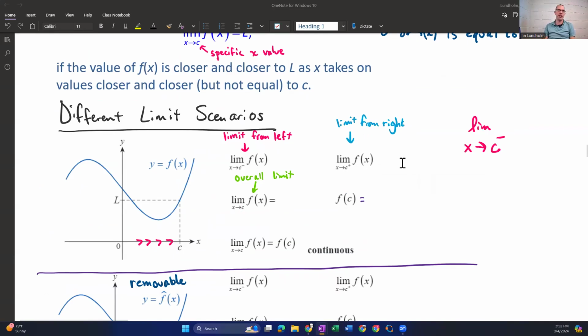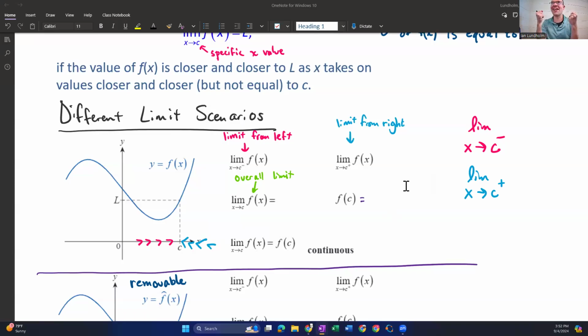And very similarly, over here in blue is the limit from the right. We would take numbers that are bigger than our specific x value, C, and we would approach from the right and get closer and closer to C. And that notation looks like limit as x approaches c from the right, and we use a plus sign rather than a minus sign. And so when we're on a number line, we can approach this point from two different directions.